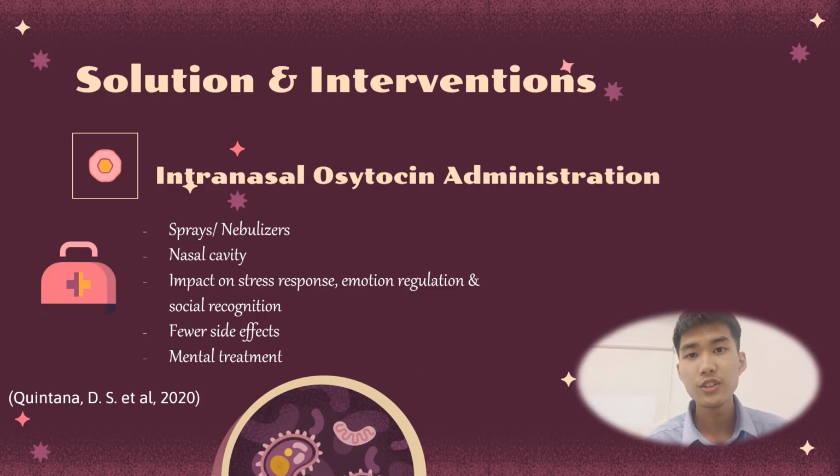Now I'd like to talk about the solution and intervention for the oxytocin pathway. First of all, we have intranasal oxytocin administration. This method delivers oxytocin through the nasal cavity by using a spray or nebulizer. This method allows the oxytocin to bypass the blood-brain barrier and enter the brain directly through neuronal pathways like the trigeminal or olfactory nerve.